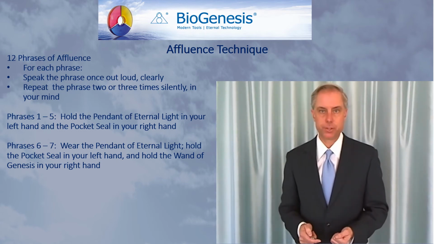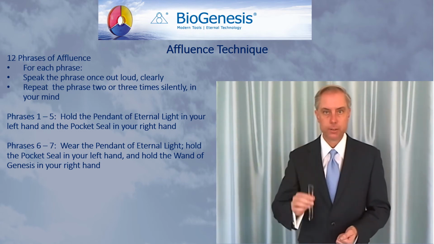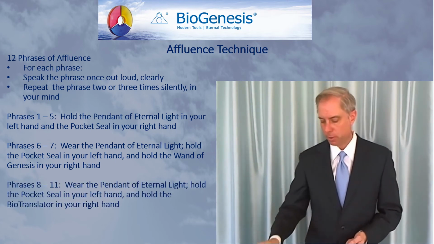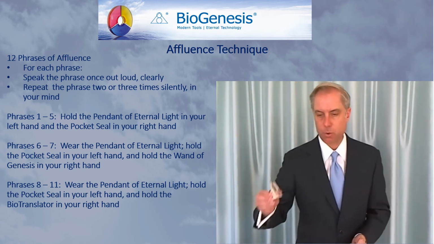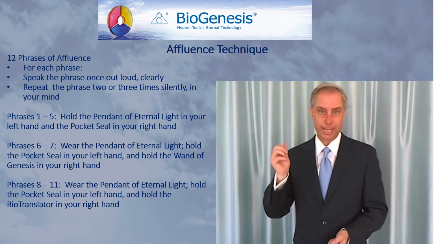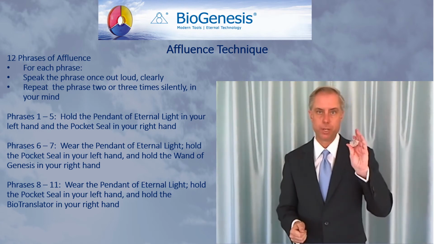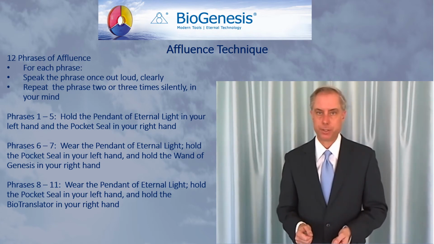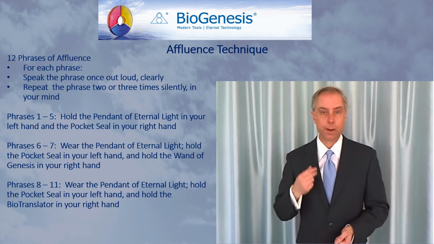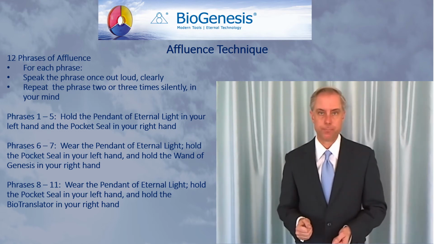After the 7th phrase, we change the tools again. We put away the wand of Genesis. We then pick up and hold the biotranslator in our right hand. We continue to hold the pocket seal in our left hand. We continue to have the pendant of eternal light either around our neck or in a pocket.